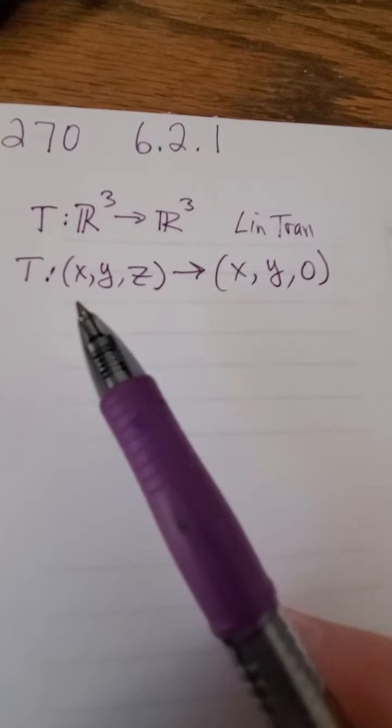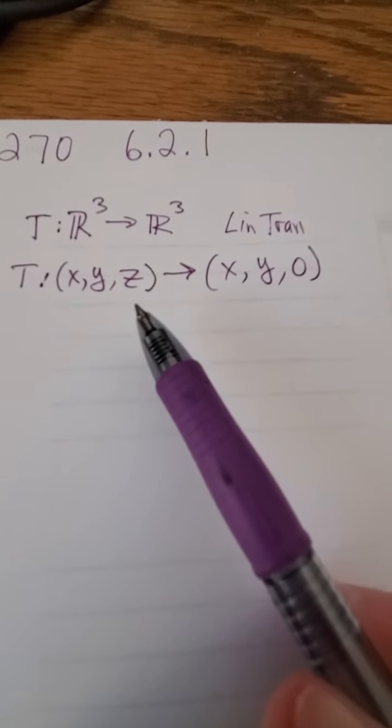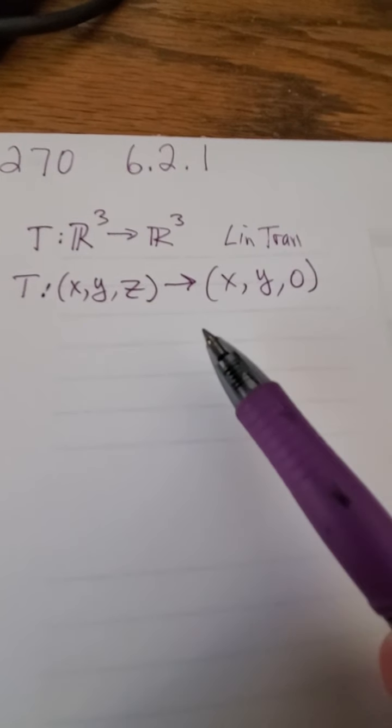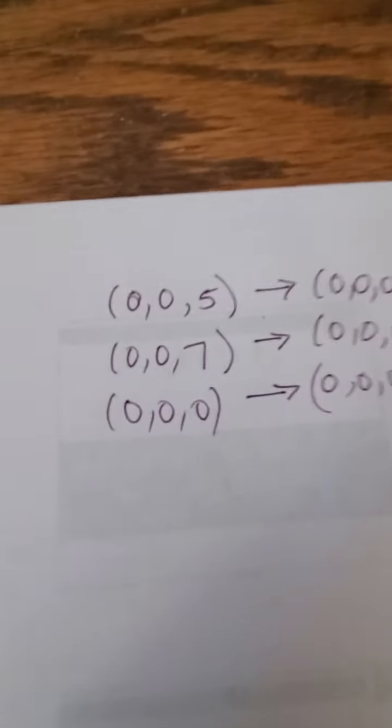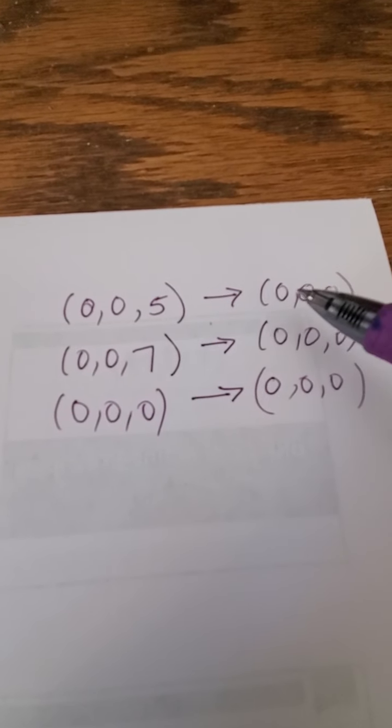Let's start with T. T is a linear transformation from R3 to R3, and the definition of the function is that T of (x, y, z) is (x, y, 0). This is actually, as we mentioned previously, called a projection onto the xy plane. But anyway, my point is this: suppose I want to look at what different ways I could get 0 from this transformation.